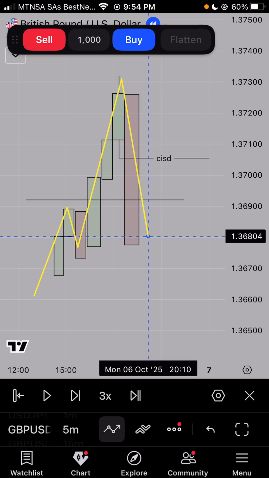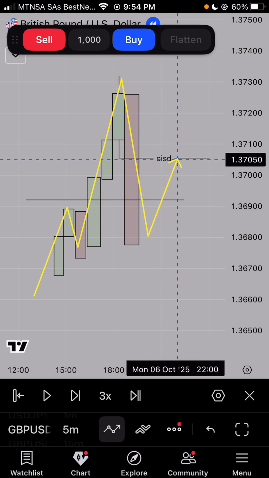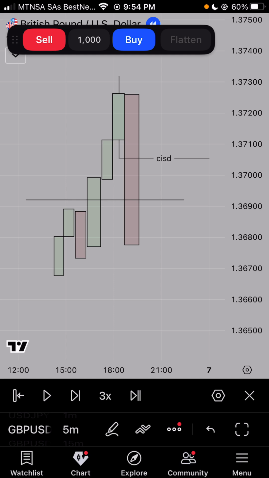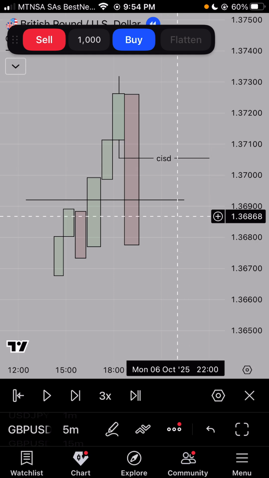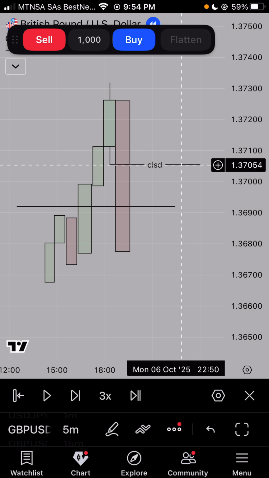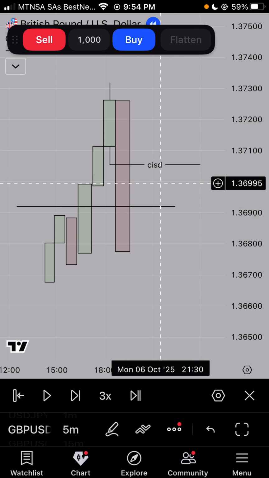So what do you want to happen? You want the market to come to your CISD, and that is your entry towards the downside. But this is not my entry right here. I look for more than 2-3 confirmations basically. So my CISD is one of them.